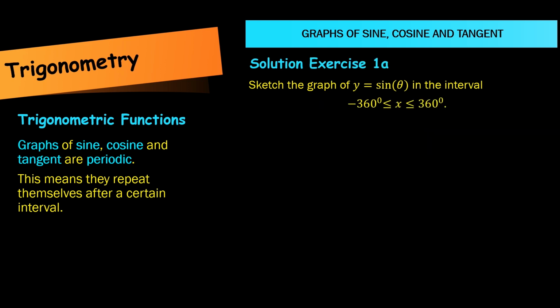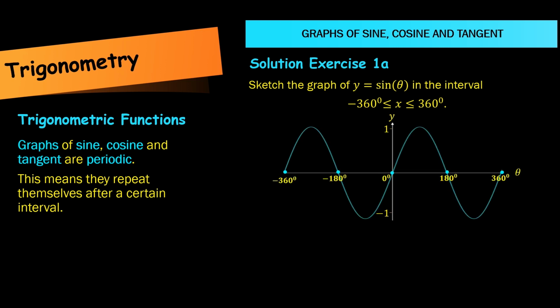So let's solve example 1a. Sketch the graph of y equals sine theta in the interval minus 360 degrees is less than or equal to x is less than or equal to 360 degrees. This should look something like the graph you can see on your screen now.